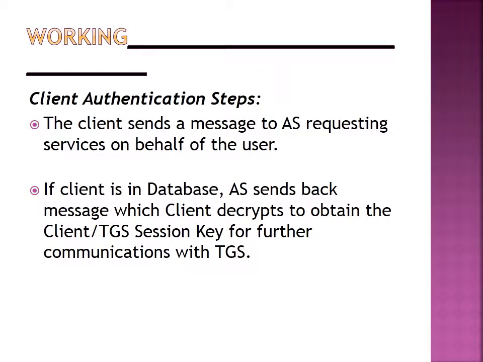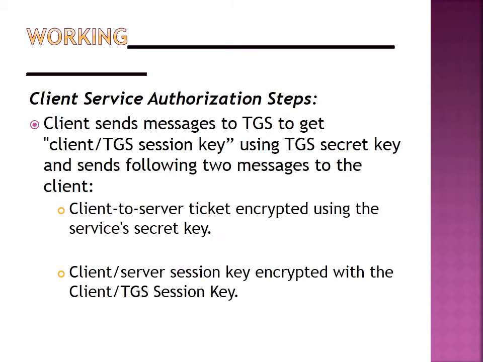Client authentication steps: the client sends a message to the AS requesting services on behalf of the user. If the client is in the database, the AS sends back a message which the client decrypts to obtain the client/TGS session key for further communication with the TGS. Client service authorization steps: the client sends a message to the TGS, and the TGS sends the following two messages to the client: the client-to-server ticket encrypted using the service secret key, and the client/server session key encrypted with the client/TGS session key.